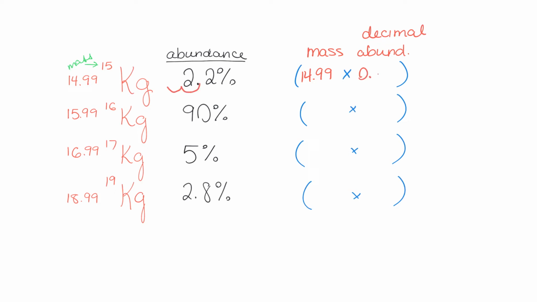So 0.02. And then we're going to say 15.99 times 90%. And 90 as a decimal is 0.9. And then we have 16.99 times 5%. So 5% is 0.05. And then our final one is 18.99 times 2.8%. So 2.8, don't forget, 0.028.